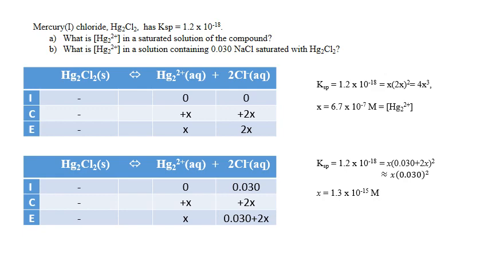Take 1.2 times 10 to the minus 18, divide it by 0.030 squared, and that's your x, and it turns out to be 1.3 times 10 to the minus 15. Clearly x really is small, and so we don't have to do much checking there, and it's an extremely tiny number. So the lesson from this is, again, the presence of an ion already in solution is going to suppress the dissolution of a substance that contains that ion. And that's the common ion effect in action.